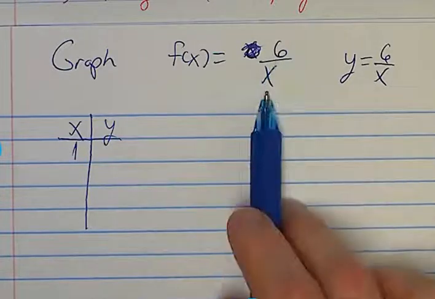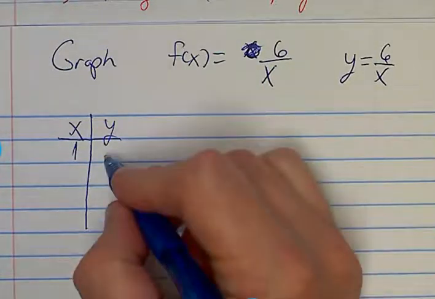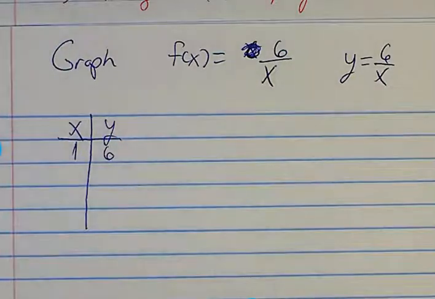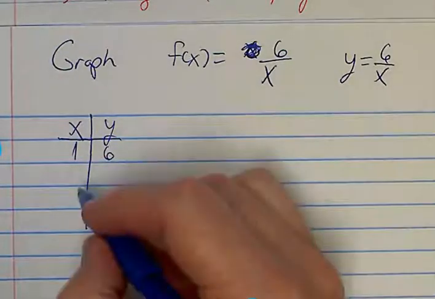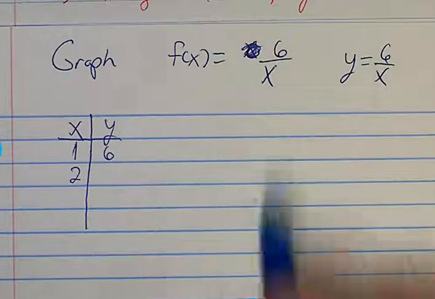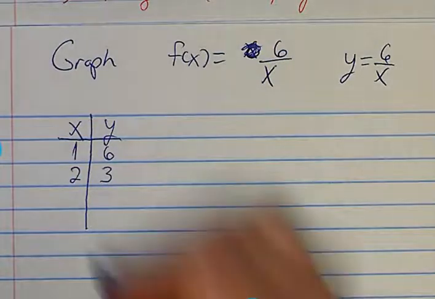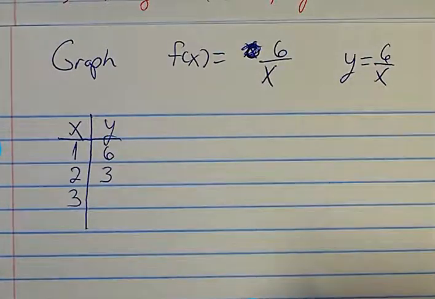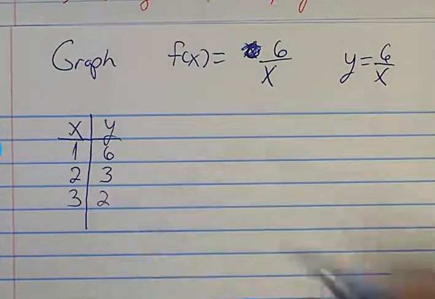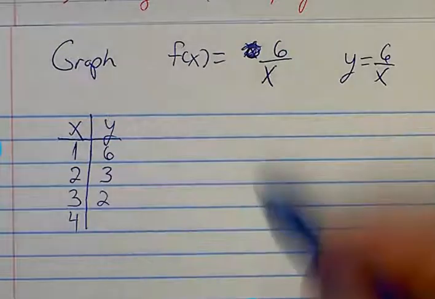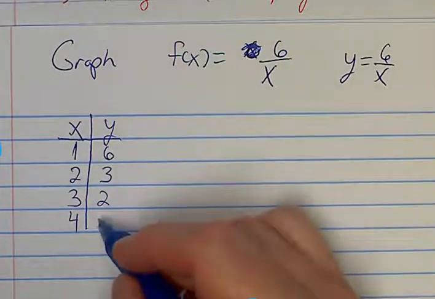What's 6 divided by 1? 6, right? Okay, do the same thing with 2. 6 divided by 2 is 3. There you go. And we're going to plug in 3. What's 6 divided by 3? 2, right? Now, if you plug in 4, 6 divided by 4 is 1.5.